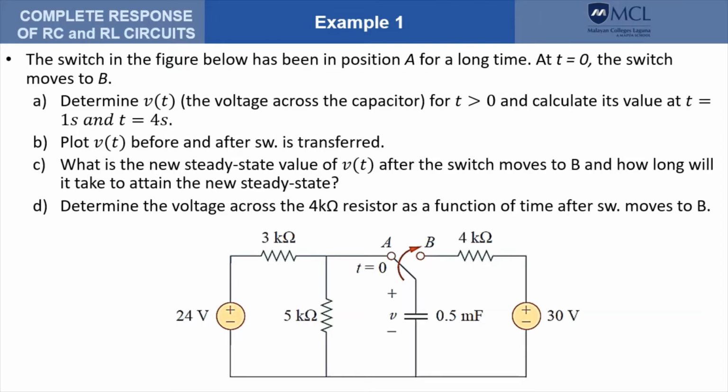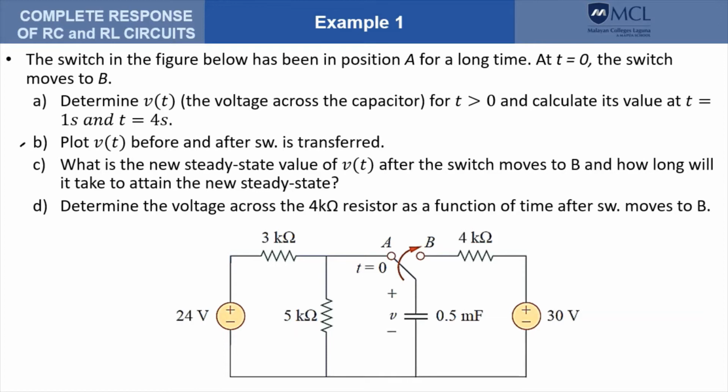Here we are asked to determine the voltage across the capacitor for t greater than 0, meaning the voltage after the switch is transferred to B. And then we are also required to know what that voltage is at t equals 1 and 4 seconds after the switch is transferred.